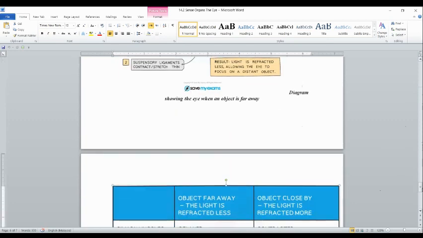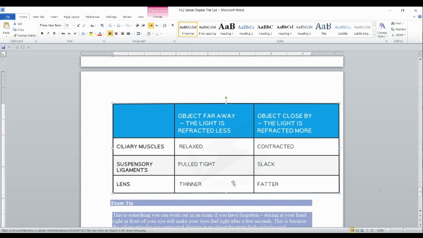So the reaction of the ciliary muscle and the suspensory ligaments are opposite. It means that once one is relaxed, the other one is contracted. Once the other one is contracted, the first one is relaxed. Okay. And you always know that when the suspensory ligaments are contracted, they pull the lens, so they make it thinner. It means the curvature decreases.